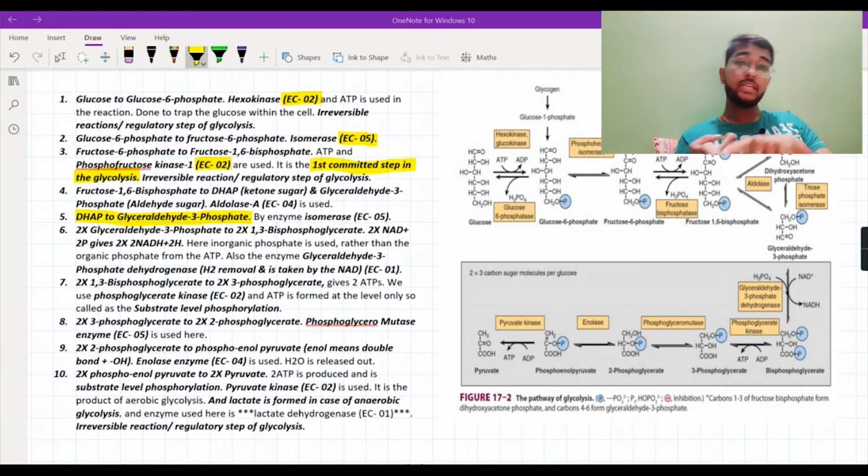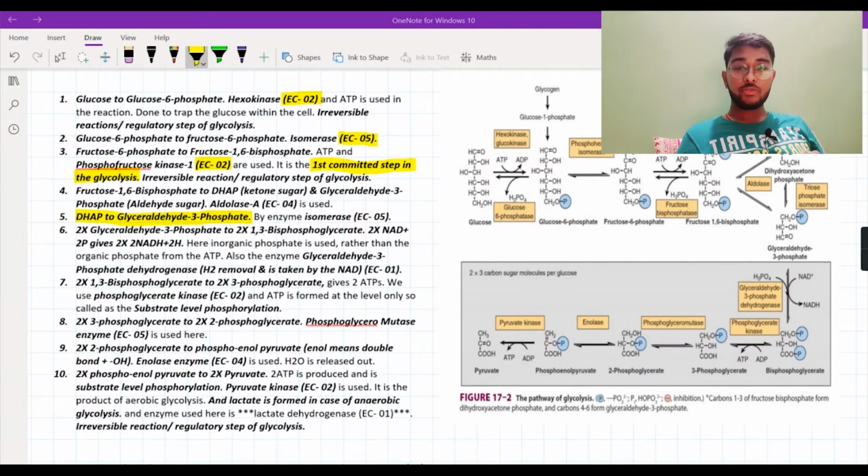Note that here also a phosphate group is added, but the phosphate group which is added is inorganic, so we do not use ATP here. An easy way to remember why we don't use ATP here is that it is the sixth step.